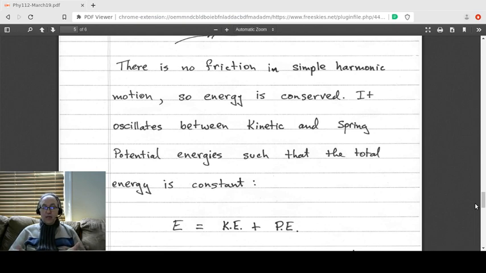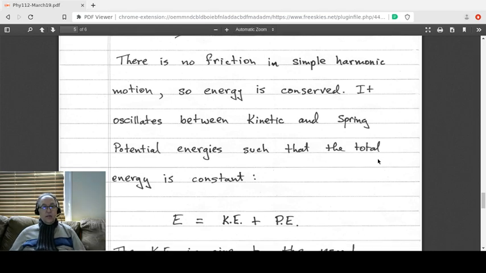So if at any point in the cycle you can calculate the kinetic energy, and you have enough information to calculate the potential energy, you add those two energies together and you get a total energy, and that total energy is constant. Even though you calculate it at one point in the cycle, it'll be the same value at every point in the cycle. And so at the bottom there, you can see that I have E is equal to the kinetic energy plus the potential energy.